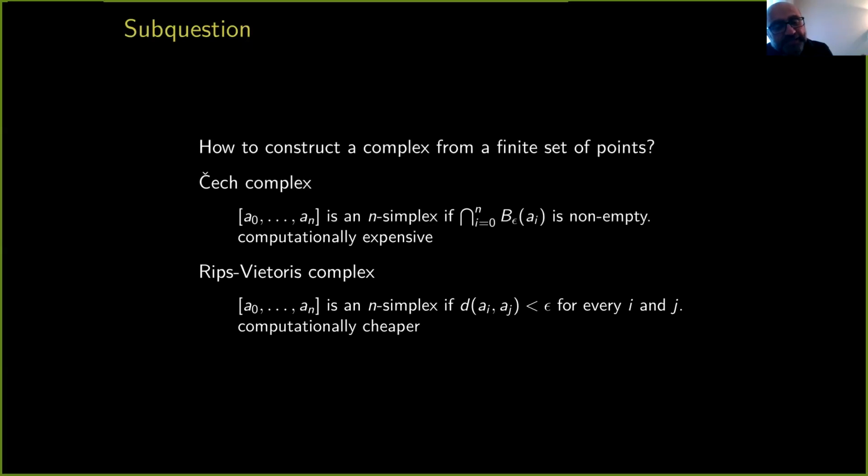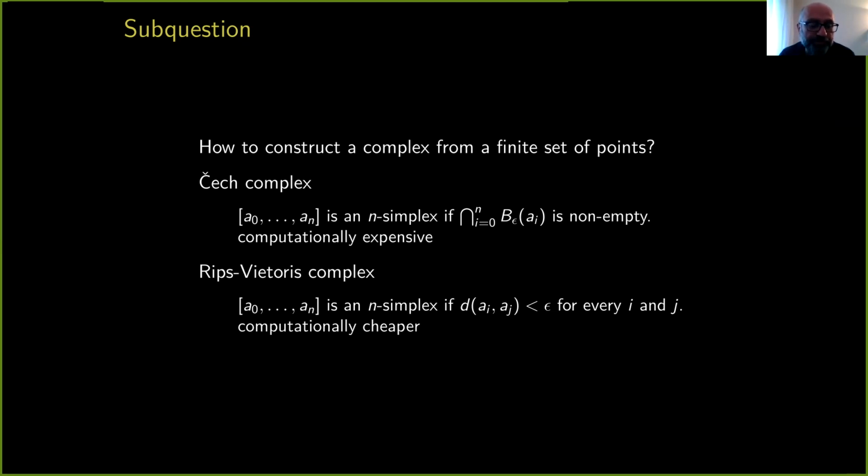In the Čech complex case, these n+1 points form an n-simplex if and only if the full intersection of all of these balls is non-empty. So I will take an epsilon ball around each of these points and intersect all of these balls. If the full intersection is non-empty, these n+1 points form an n-simplex. In the Rips-Vietoris complex, I'll do something different. Instead of asking for all of the intersections to be non-empty, I would only ask if the pairwise intersections are non-empty with epsilon divided by 2. In other words, the pairwise points have distance less than epsilon.